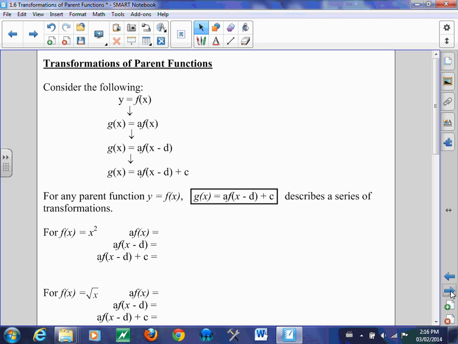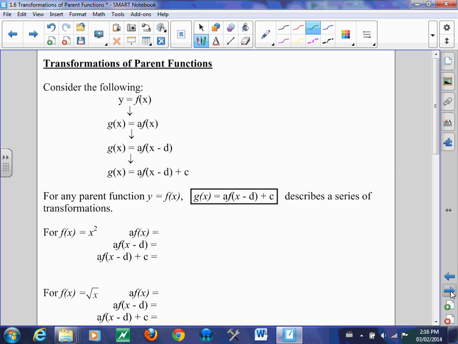Transformation of parent function. Ladies and gentlemen, this is something you will need to develop. We will do this in most of our units. There are even other functions that we haven't discussed yet that'll come by later on. We deal with exponential functions as well as sinusoidals, and we'll be doing transformations to them as well.